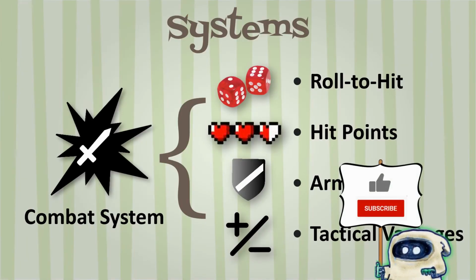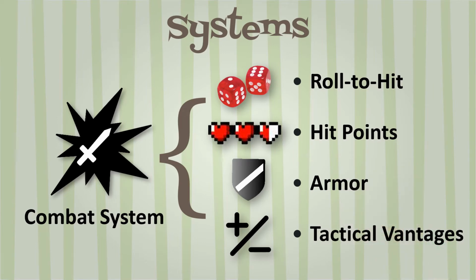Systems. The definition of a game system is a collection of game mechanics that work together to create gameplay. They may be composed of a single mechanic or several mechanics that work in unison. For instance, the previous slide had roll to hit points, armor, and tactical vantages. Together, those mechanics create a combat system. The complexity of that combat system is based on the individual mechanics and how they work together.